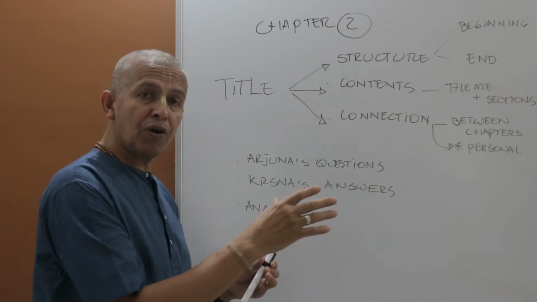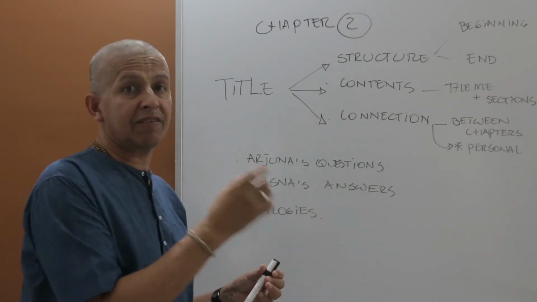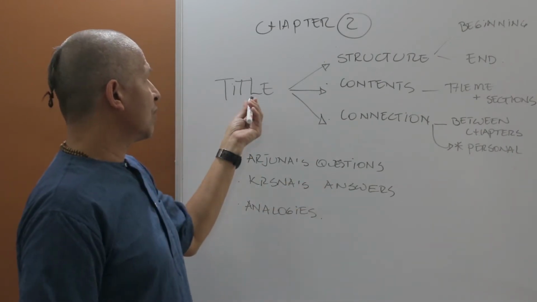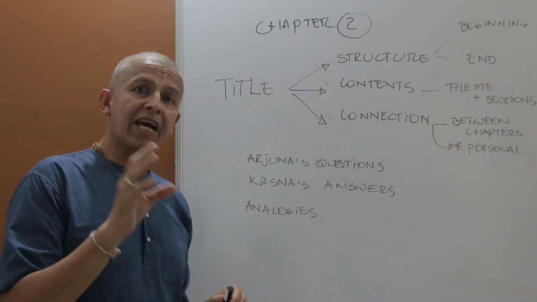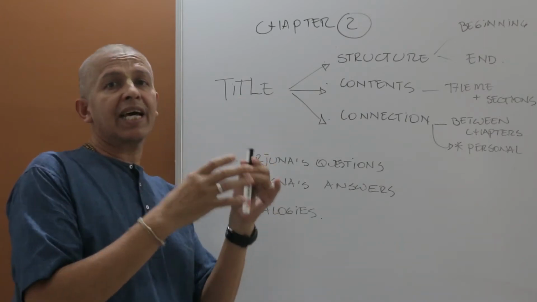What's the format in which we analyze the Bhagavad Gita in a simplified way? First of all, we concentrate on the title. What is the title of each chapter and why that title is there?